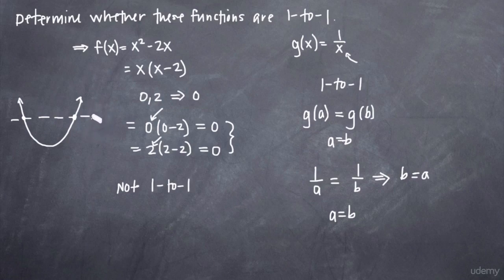That's a couple ways to determine whether or not a function is one-to-one, or in other words, whether or not it passes the horizontal line test.